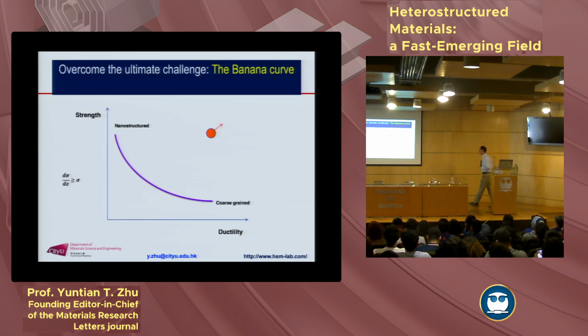Some years ago, I was giving a talk at the MS&T meeting in Pittsburgh. I said, everybody knows for metals, there's this banana curve. Coarse-grained material has high ductility, low strength. For nanomaterial, high strength, low ductility. So you cannot have both. You only have one. You choose this one or that one, or you choose a compromise in between. So that's basically pretty much what we know.